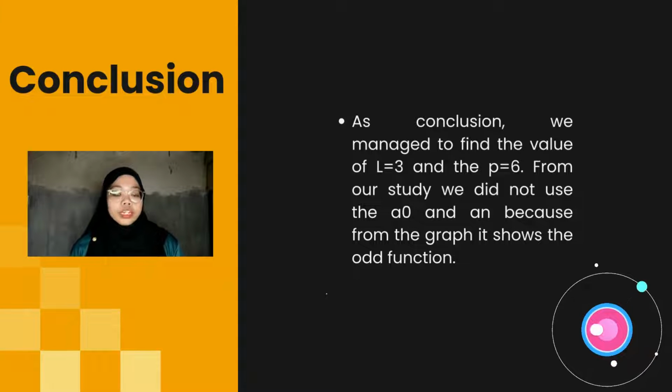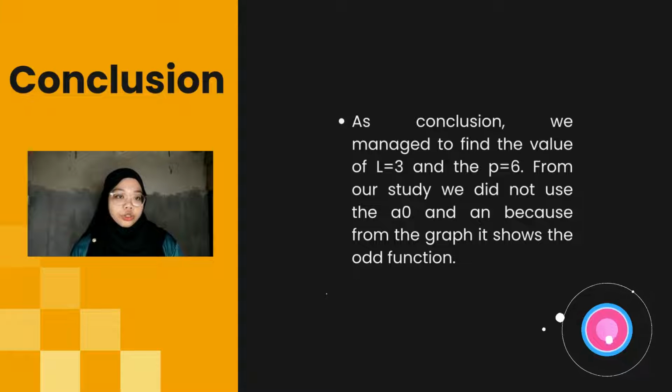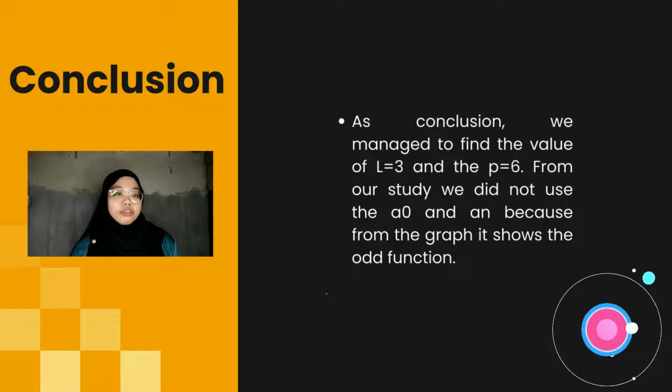In conclusion, we managed to find the value of L which is equal to 3 and the period is equal to 6. From our study, we did not use the a0 and an because from the graph, it showed an odd function. So, we managed to solve our problem in this case.